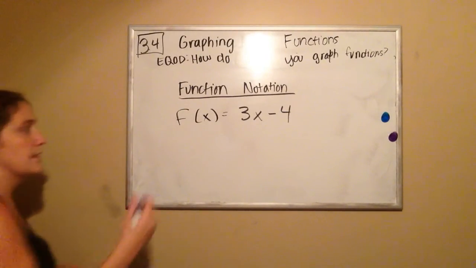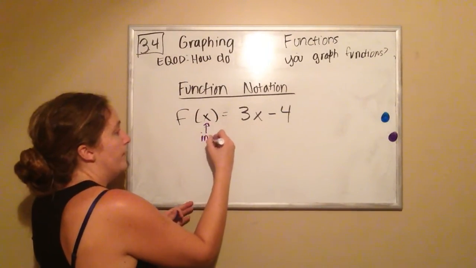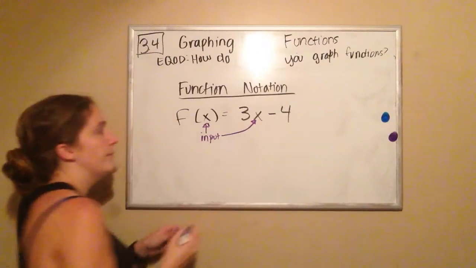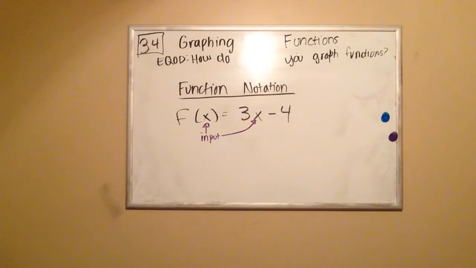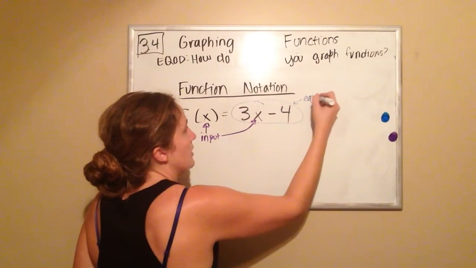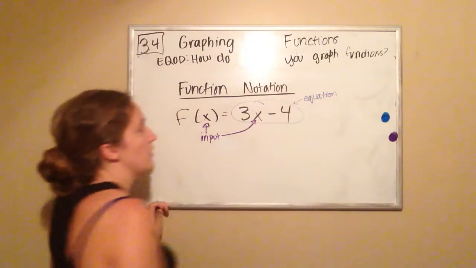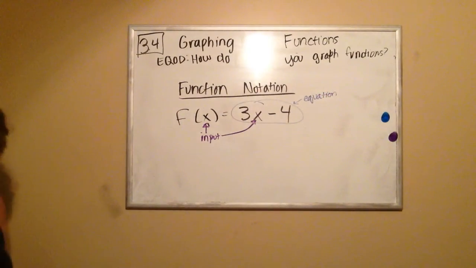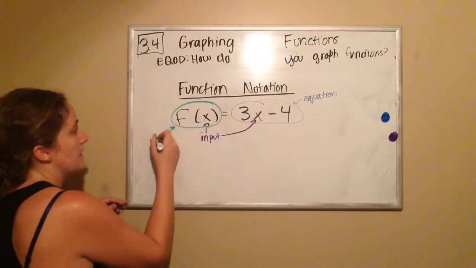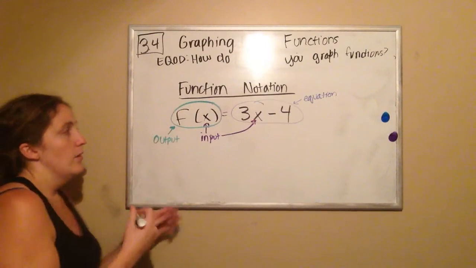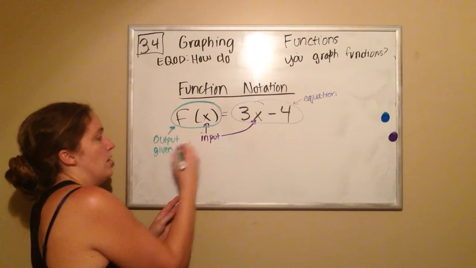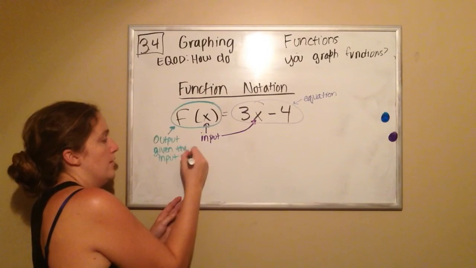So we have your x, which is your input. Okay, what's your x value going to be? What's your input? Well, your input also is going to go right there. The whole right-hand side here is your equation that represents the situation. So it's your equation. And your f of x, this whole f of x represents your output given the input of x.